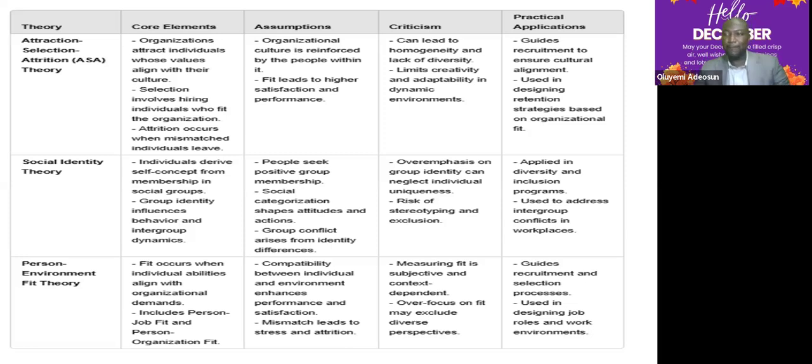The third one, which is the person environmental fit theory, the key elements include fit occurs when individual abilities align with organizational demands. I love that. A fit, if you are looking for a definition of a fit, fit occurs when individual abilities align with what? Organizational demand. So there's an existing organizational demand, a potential organizational demand, and there's an existing what? Individual ability. Is there alignment? Is there a synchronization between the employee abilities and the organizational design?